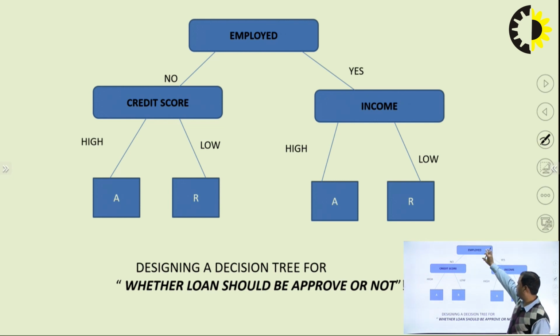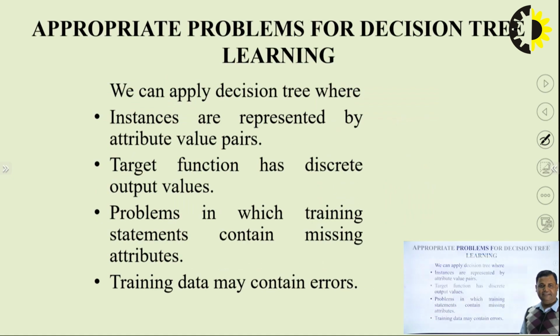So this is the root node, this is the sub node, then this is again a sub node, and A and R are the leaf nodes. In this way, the decision tree should be created.